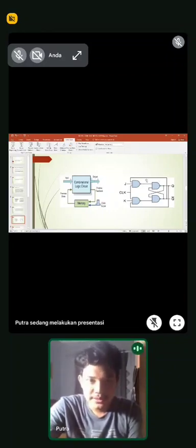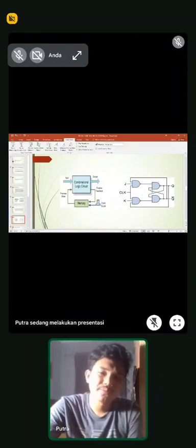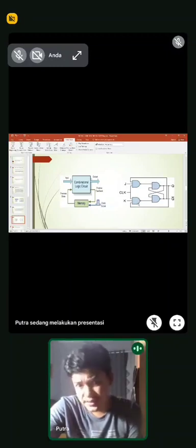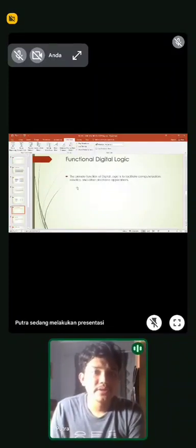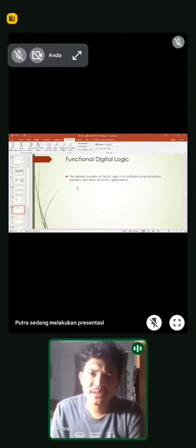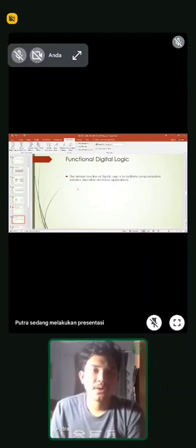This is an example of the architecture of a sequential logic circuit. Okay, next. This is the function of digital logic. The primary function of digital logic is to facilitate computation, robotics, and other electronics applications.